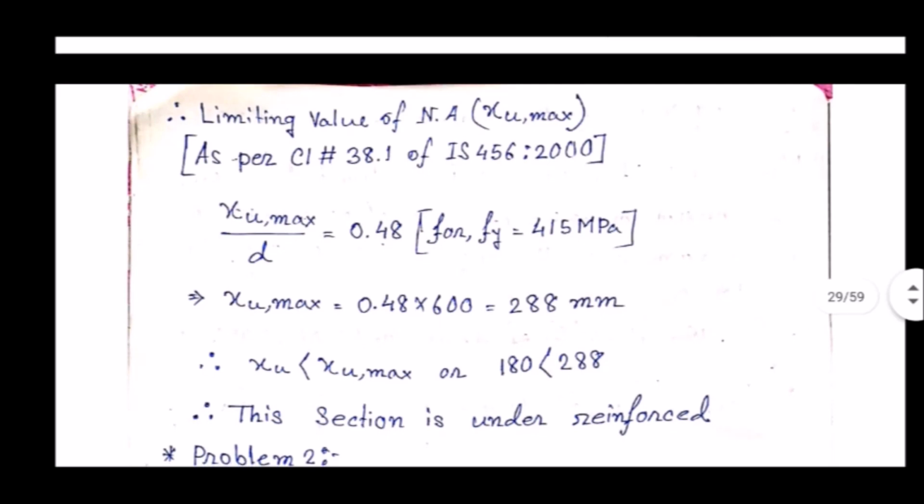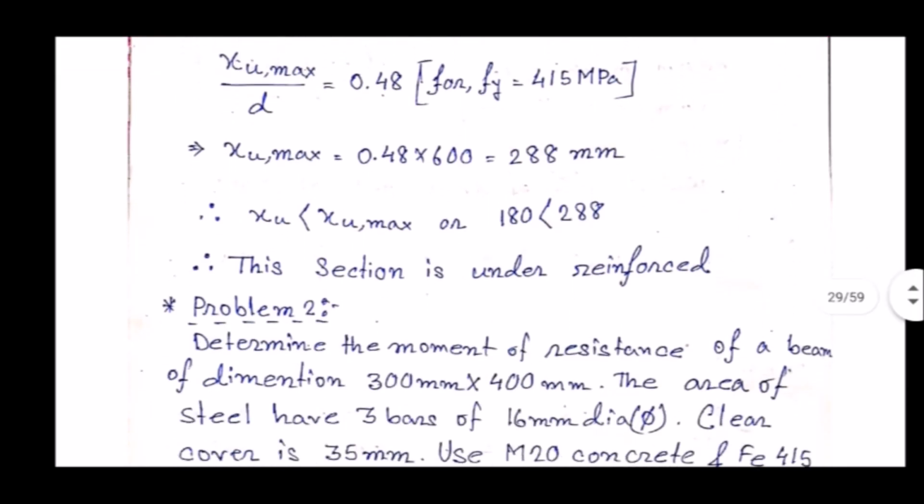So from this we may find that xu is less than xu max, because the value of xu is 180 and the value of xu max is 288 mm. So xu, that is the actual neutral axis, lies just above the critical neutral axis, that is xu max. So this section is an under reinforced section. So these are the answers of the two questions. The depth of neutral axis is 180 mm and the section is an under reinforced section. Now let's go to problem number 2.